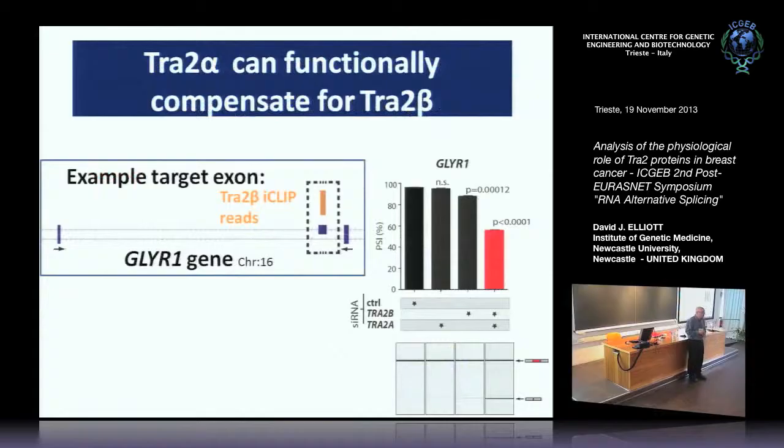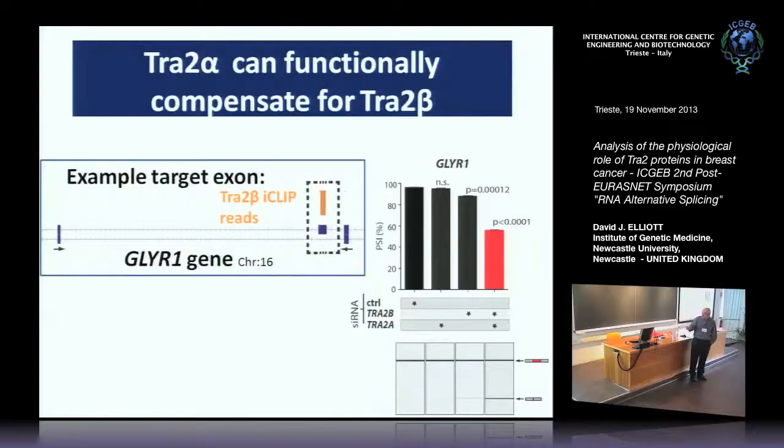So we mapped all these CLIP tags onto the human genome, and we wanted to see what happened to splicing of these exons when we removed Tra2 beta. So what we predicted was there should be a splicing change. So this is an example of one of our exons. We've looked at a number and they all gave us the same result. So this example exon is in a gene called GlyAL1, which is on chromosome 16. This is the regulated alternative exon with the Tra2 beta iCLIP reads.